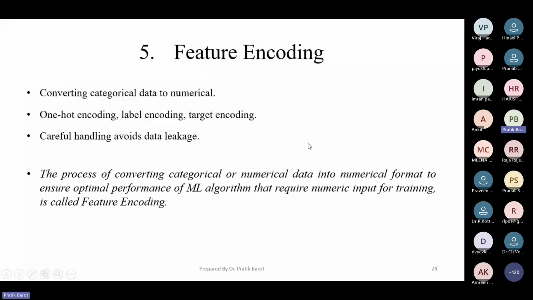The last one is feature encoding. Feature encoding is required because machine learning algorithms work well on numeric data.